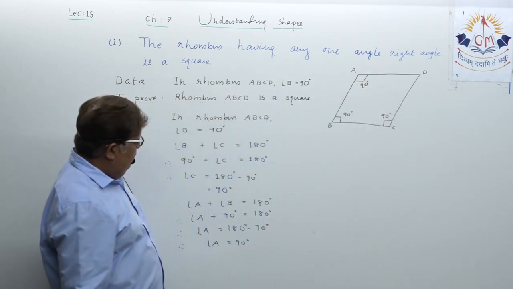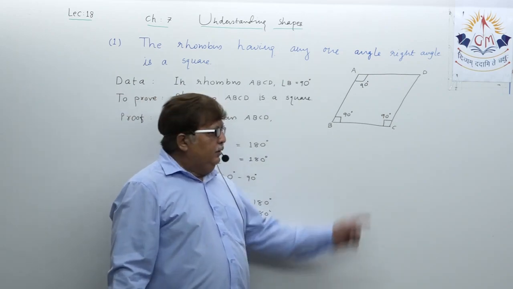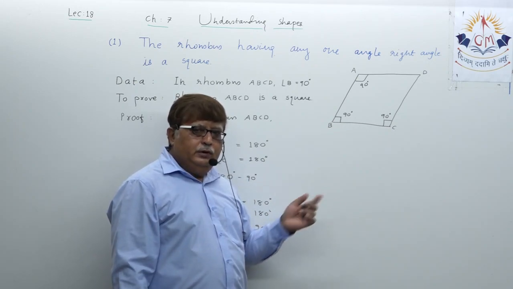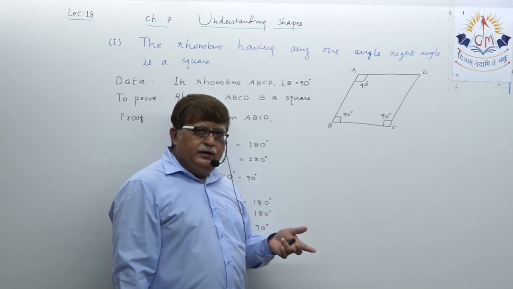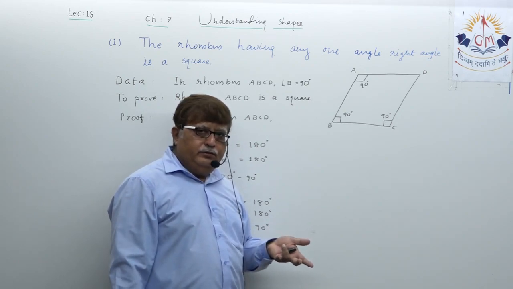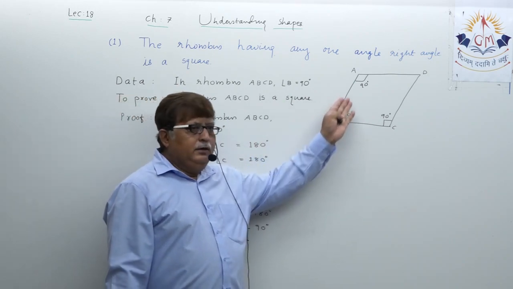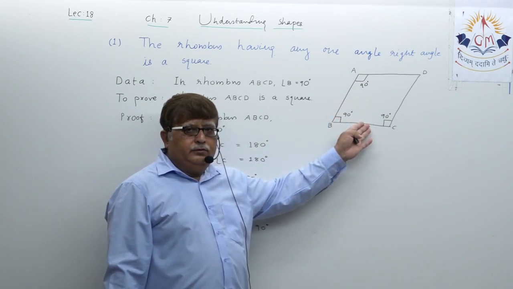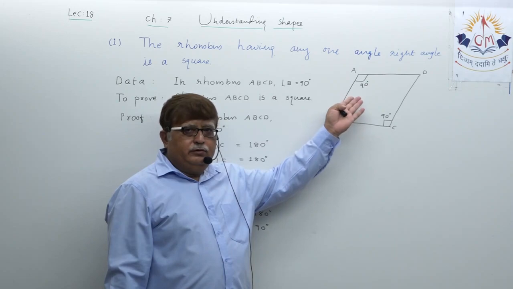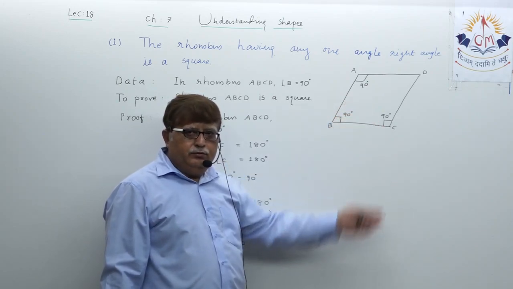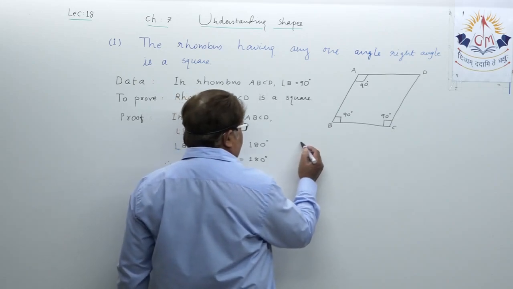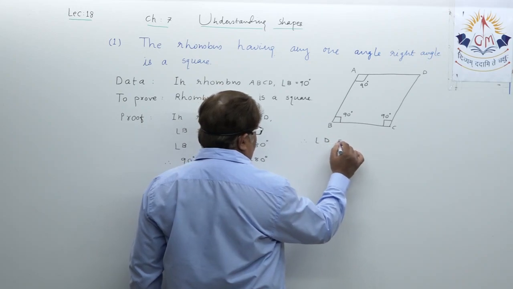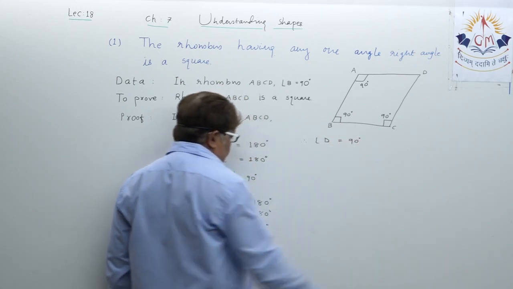Now dear student, you all know that the sum of measures of all angles of a quadrilateral is always 360. Now when you say that angle A, angle B and angle C are 90 degree, obviously the fourth angle is also 90 degree. That you can directly mention. Understand? You can write angle D equal to 90 degree. Okay, dear student?